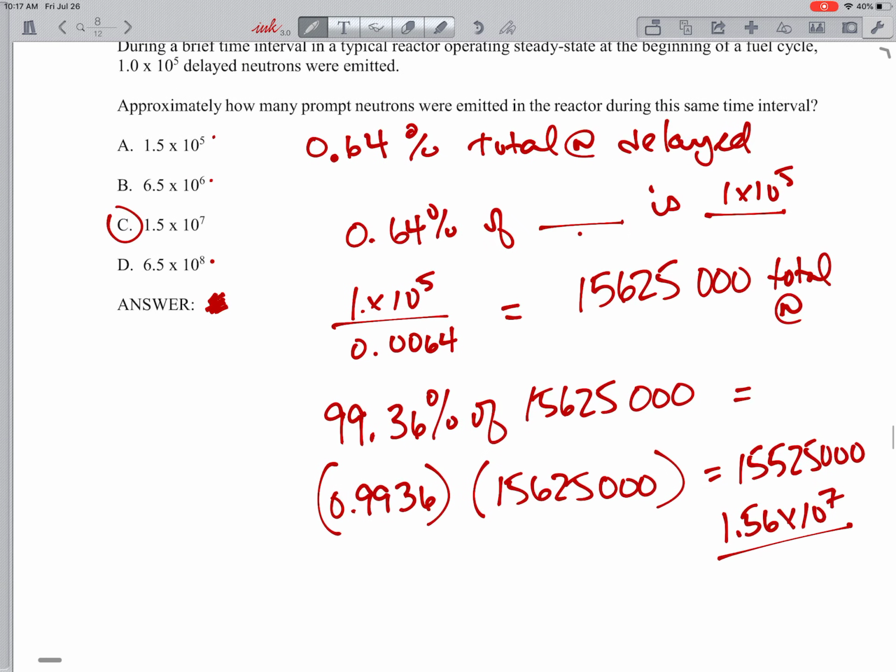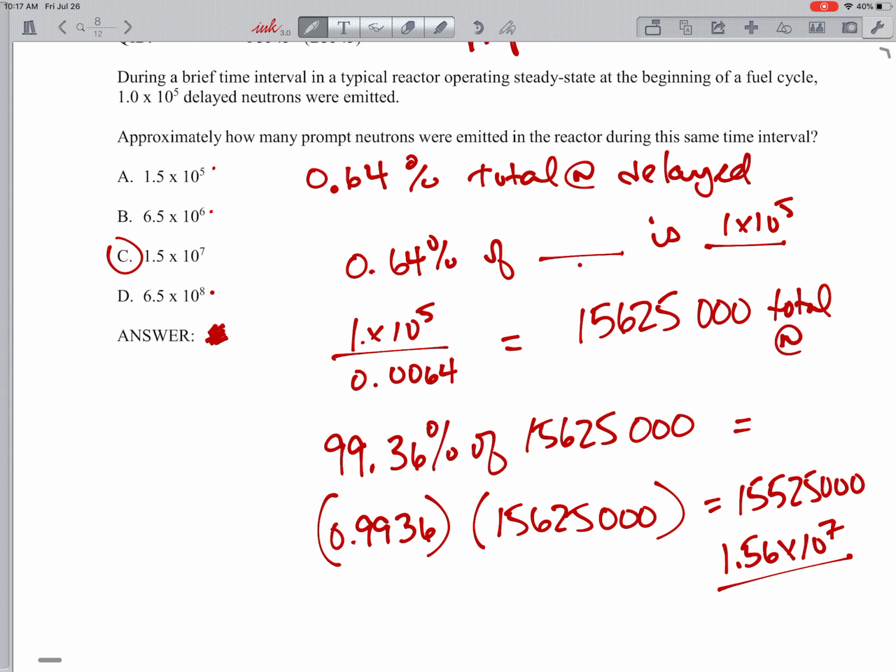Now, does that make sense? 1.5 times 10 to the 7th. 10 to the 5 were delayed neutrons. What's that mean? Out of 15 million total neutrons, about 15 million of them were prompt, and about, what is that, 10,000 of them were delayed? So yeah, not a very high number.